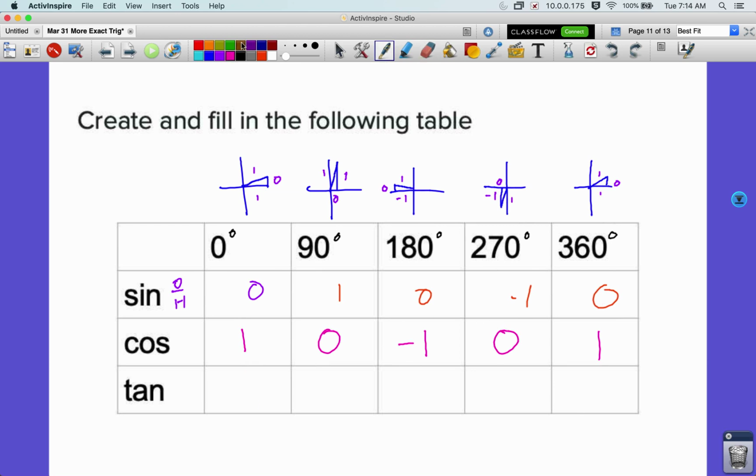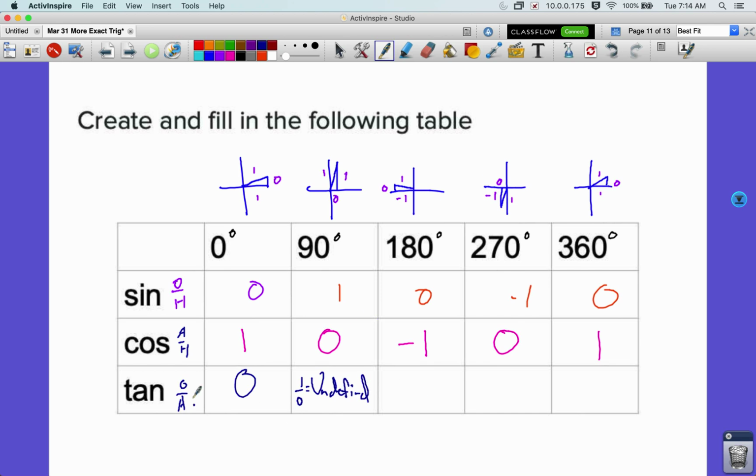But then tangent is kind of different. So let's find the tangent. This was adjacent over hypotenuse. Now we've got to find opposite over adjacent. So opposite is 0, adjacent is 1. So this is just 0. At 90 degrees, opposite is 1. Adjacent is 0, so 1 divided by 0, this one is undefined. So tangent of 90 is one of the few trig functions that gives you undefined.